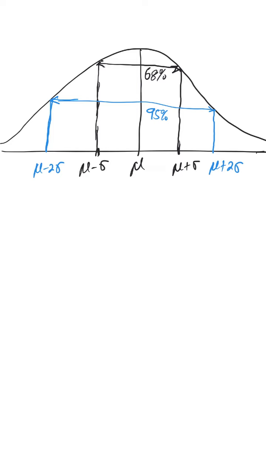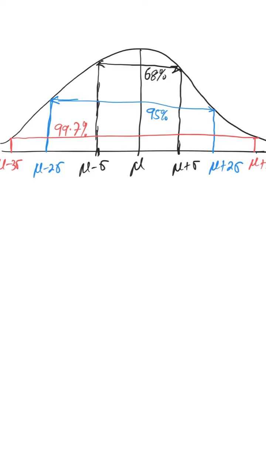And about 99.7% is within 3 standard deviations of the mean. Let me change the color and use red. This is mu minus 3 standard deviations, and this is mu plus 3 standard deviations. So this right here is about 99.7%. So what's the interpretation?